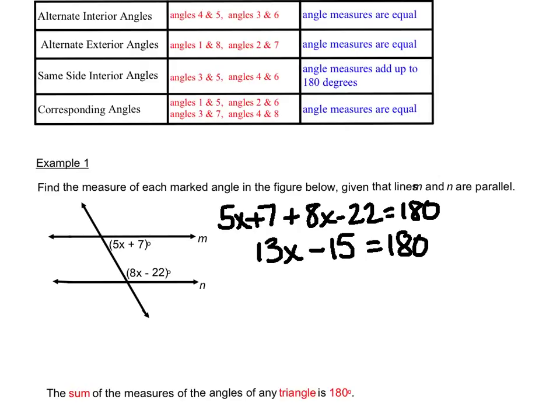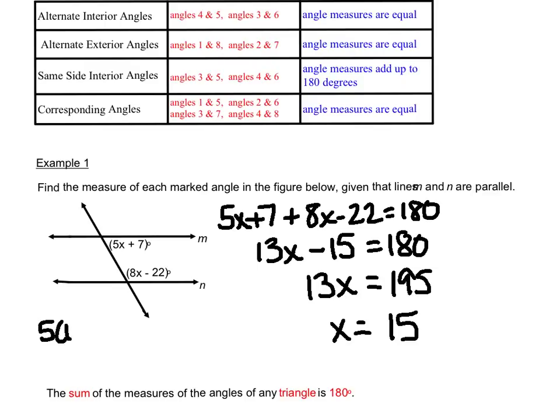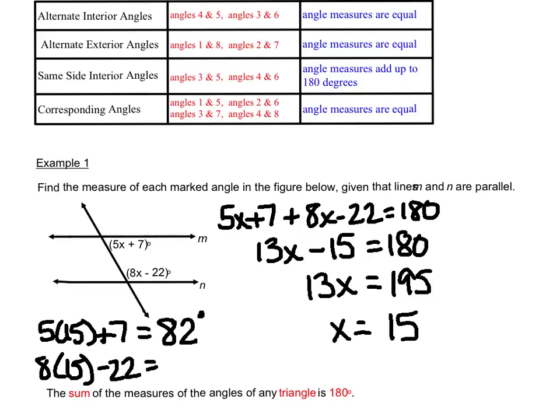Then we're going to add the 15 over. So we get 13x equals 195. And then we're going to divide by 13. And we get x equals 15. Now remember, the original problem said find the measure of each angle, not just solve for x. So we need to plug those in. 5 times 15 plus 7 gives us 82 degrees. And then 8 times 15 minus 22 equals 98 degrees. Quick check, do they add up to 180 degrees? They do, so we're good.